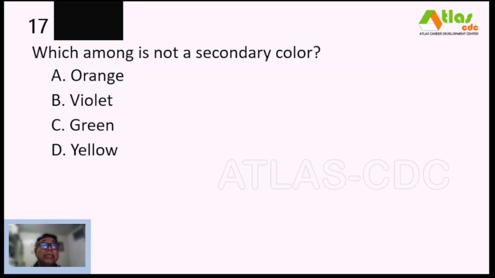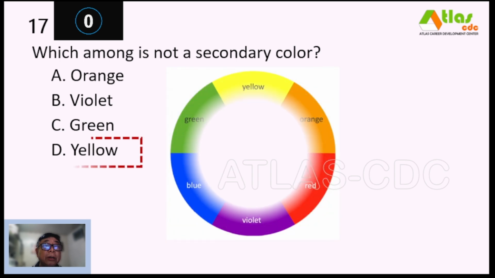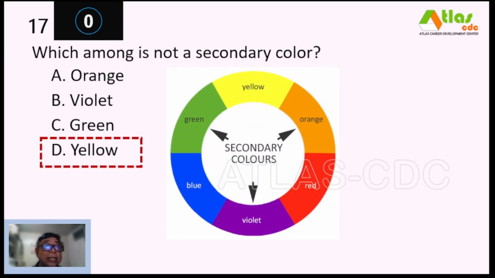Number 17, which among is not a secondary color? A, orange; B, violet; C, green; and D, yellow. And our correct answer is letter D, yellow. So the secondary colors will be green, orange, and violet.